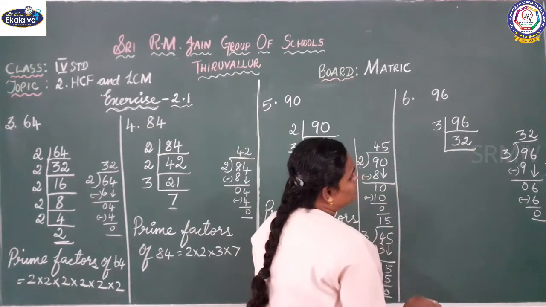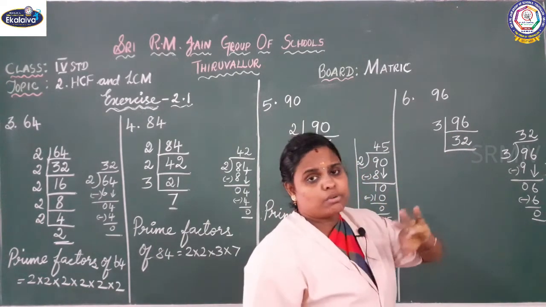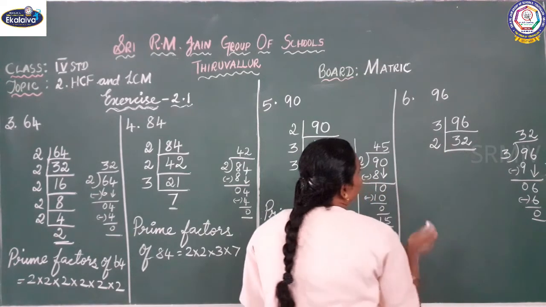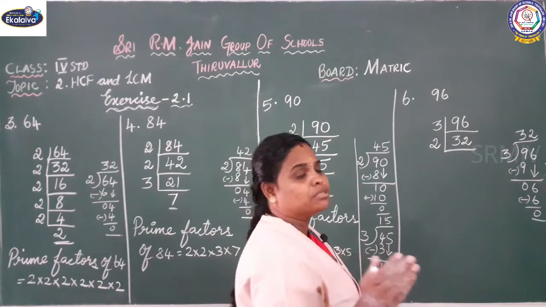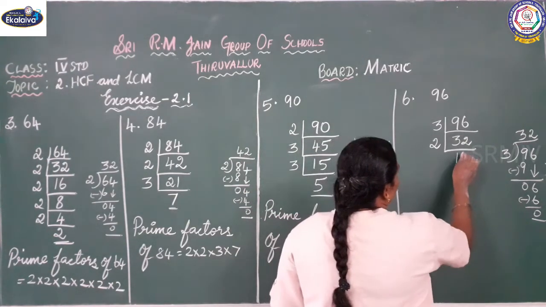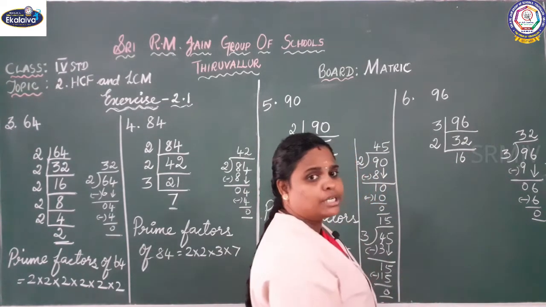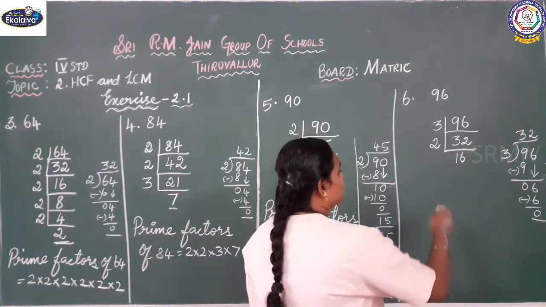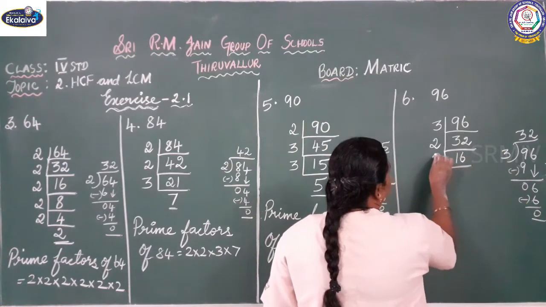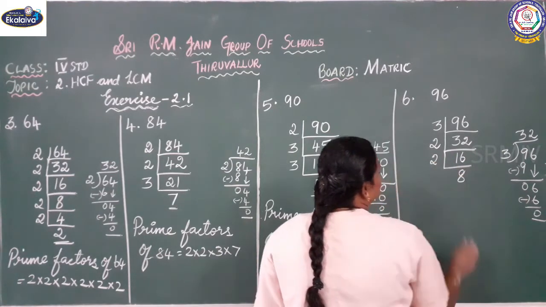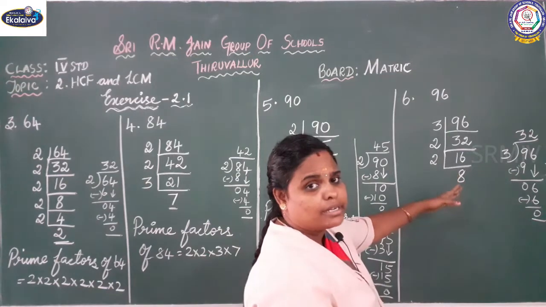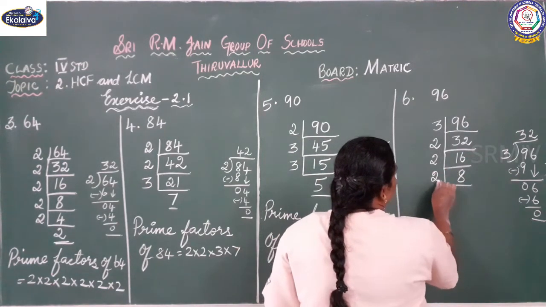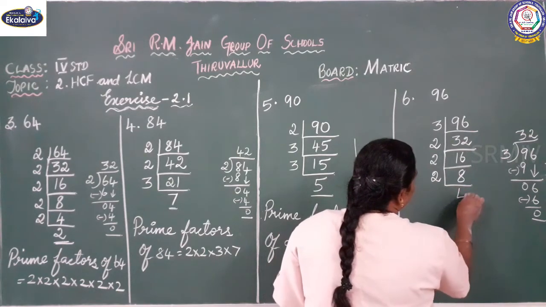So in which table will we take? 3 table will not divide it, okay. So we'll take 2 table. So in 2 table, 32 how many times? 2 16s are 32. Again, 16 is a composite number, so we can divide it again. So in 2 table, 2 8s are 16. Again, 8 is a composite number, so we'll divide again in 2 table. So 2 4s are 8.